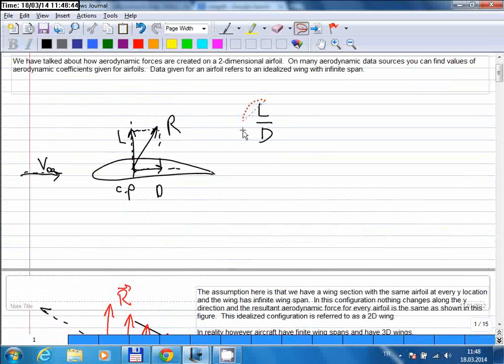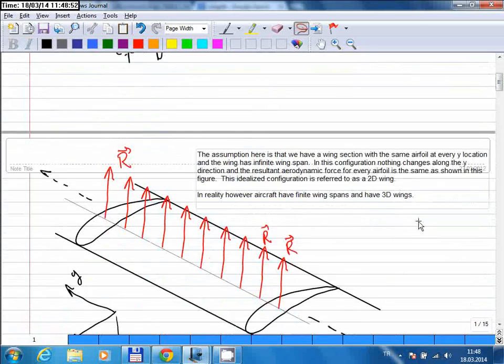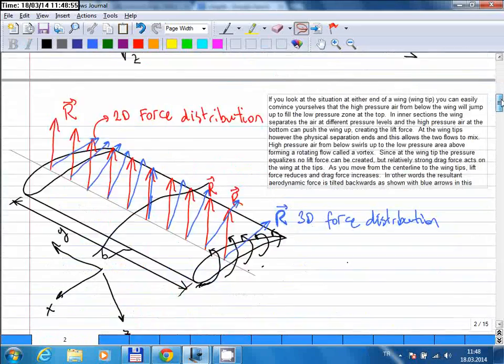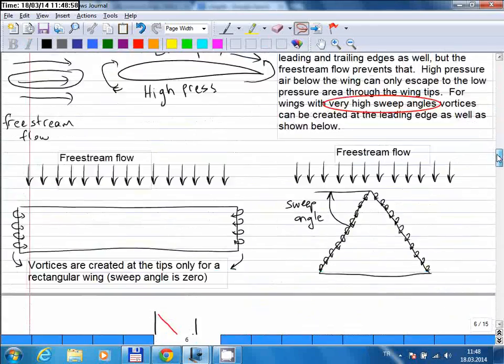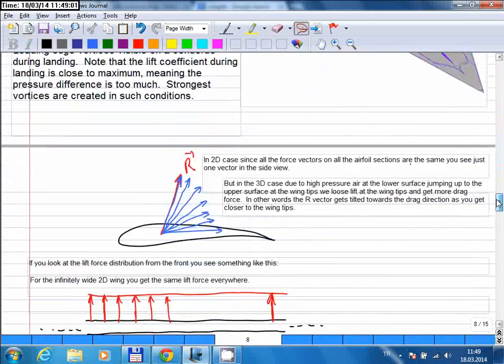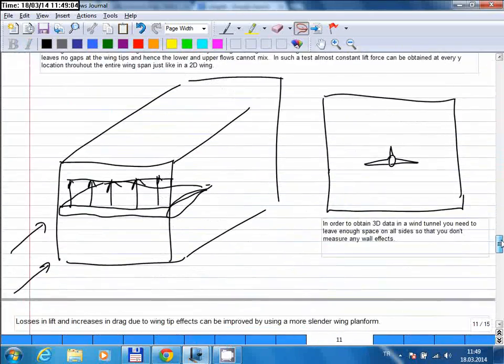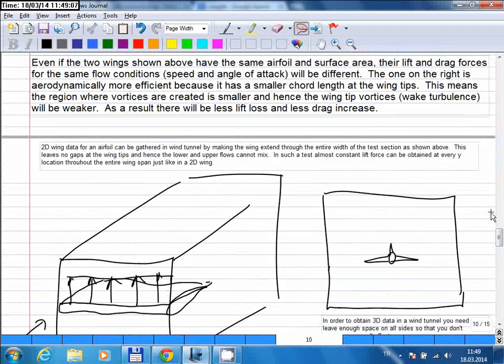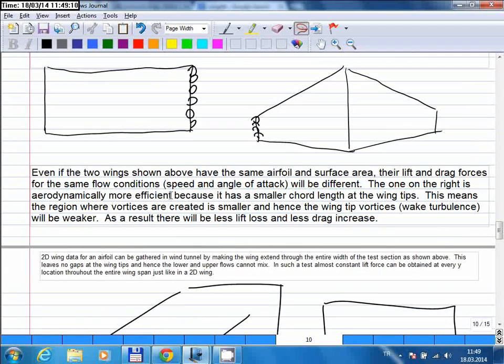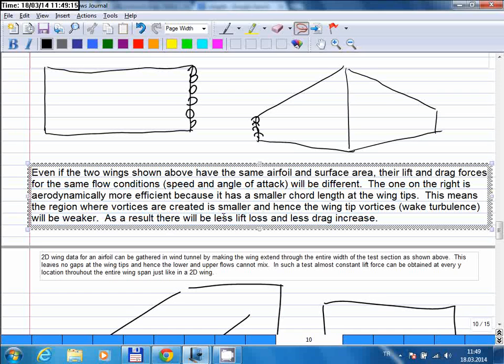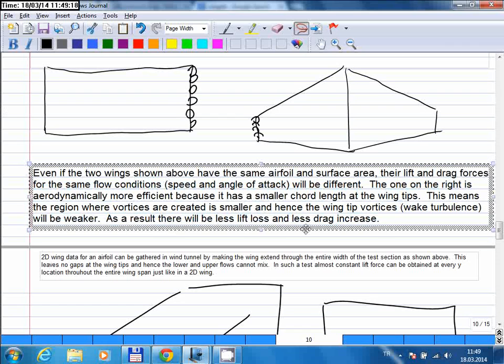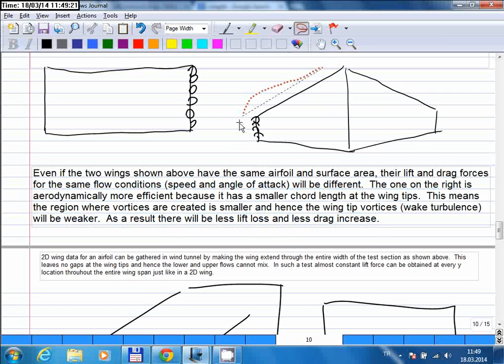And again, intuitively you can see this, but you will see the importance of this in our performance calculations once we start studying them. So here in this paragraph I just explained what I just said earlier. So this wing is basically better, and that's because you have a smaller wingtip area.